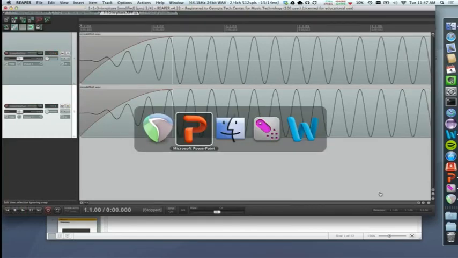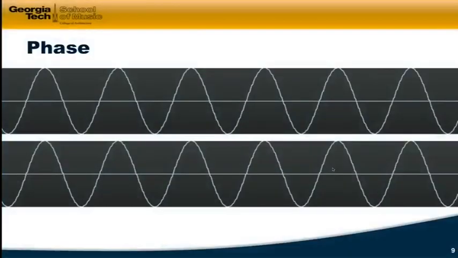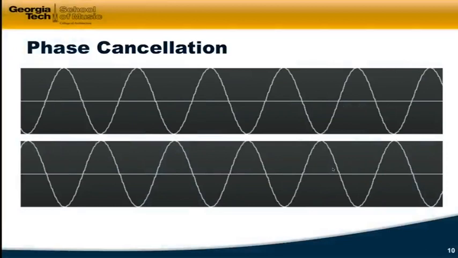Now, on the other hand, we can have things that are perfectly out of phase with each other, and we get a process called phase cancellation. So these are perfectly out of phase. And what I mean by that is that all the peaks in the first one line up with all the troughs in the second one. All the troughs in the first one line up with the peaks of the second one.